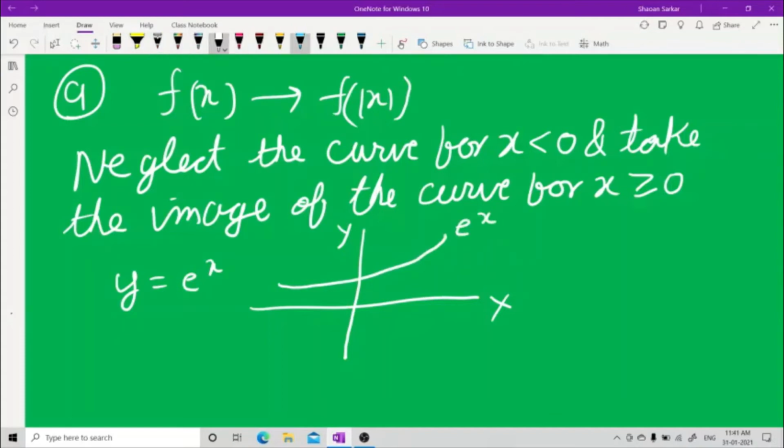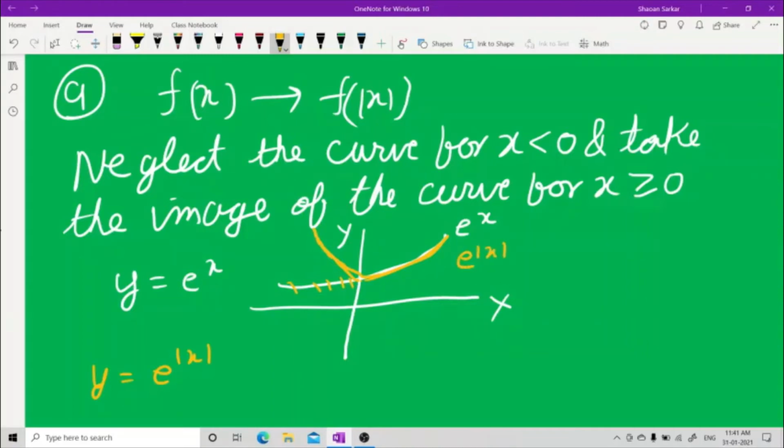Now, if you take y equal to e to the power of mod x, what you do is you neglect this much portion from here, and then you take the reflection. You take the reflection of this much portion here. So this becomes your yellow color. Now the yellow color is e to the power of mod x.